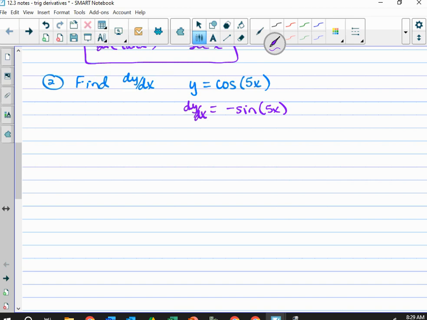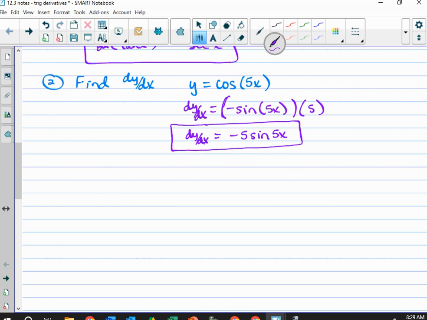Leave the inside alone, so of 5x. But then what do I need to multiply all of this by? The derivative of the inside, so the derivative of 5x, which is just 5. So take all of this times 5. So you would just write dy dx is equal to negative 5 sine of 5x. Does that make sense with the chain rule there? Work outside in.